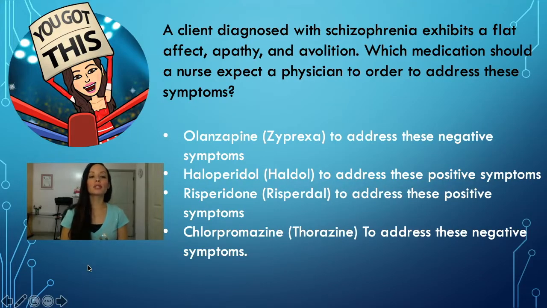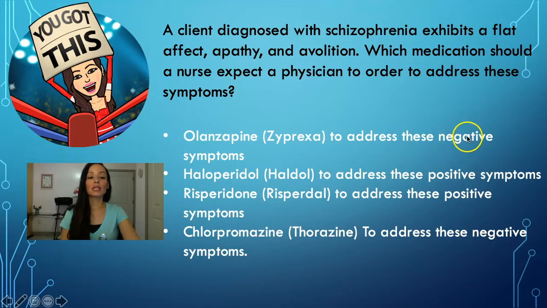A client diagnosed with schizophrenia exhibits a flat affect, apathy, and avolition. Which medication should a nurse expect a physician to order to address these symptoms? Keywords here, AAA, right? All your A words are what symptoms, positive or negative symptoms of schizophrenia. They are negative symptoms. So we know these are negative symptoms and they're not talking about any positive symptoms. Therefore, I can eliminate Haldol and I can eliminate Risperidol simply because it has the word positive symptoms. I'm down to olanzapine and chlorpromazine.